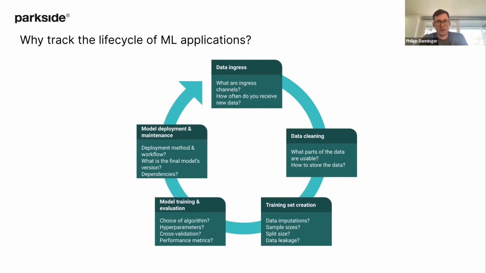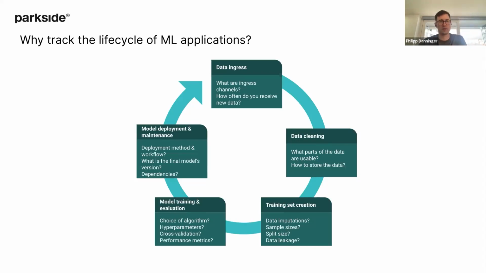But during work on a project, we encountered several issues where we wanted to compare, let's say, training sets that we had, that we created. We wanted to see with what kind of hyperparameters we achieved this kind of performance. So we were always kind of tracking manually how our projects were developing.